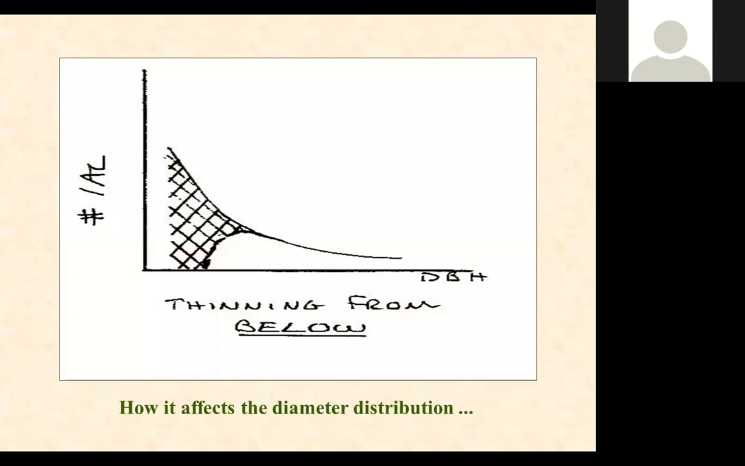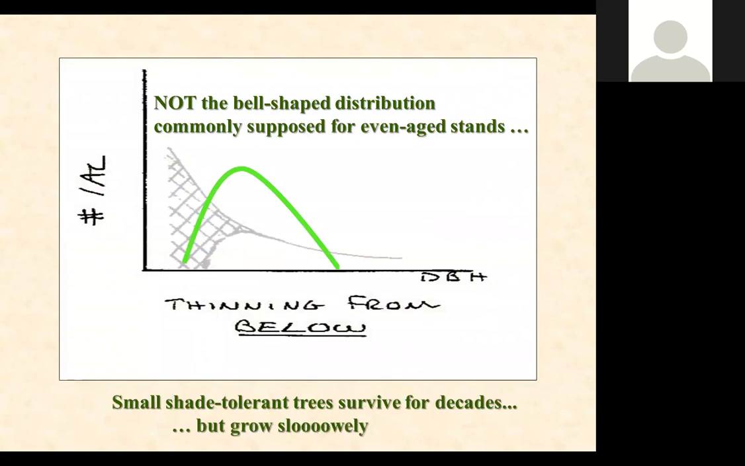I want to use this type of diagram to depict the diameter distribution of a stand before and what we would take out. Let's dispel a myth here for a minute. Early on I was taught that even age stands had bell-shaped diameter distributions, and I got out of the college and went to work and started measuring stands and found they didn't at all. In stands with an important shade-tolerant component, the small trees survive and stay alive for decades, growing very slowly. But it results in more of a reverse J kind of diameter distribution in stands that have an important shade tolerant component, or in stands that have a mixture of species that grow at different rates.